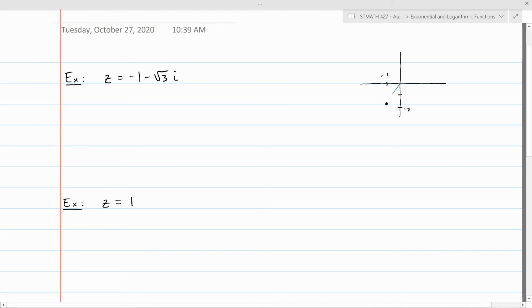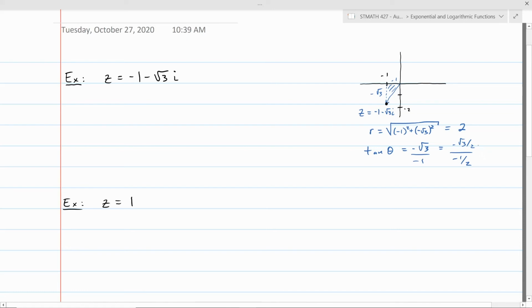Looks like this. And I can see that its radius is the square root of (-1) squared plus (negative square root of 3) squared. So that works out to be 2. And by looking at this little quadrant triangle here, I can see that tangent of theta equals y over x. So it's negative square root of 3 over -1, which is positive square root of 3, which I can also think of as negative square root of 3 over 2 over -1/2.